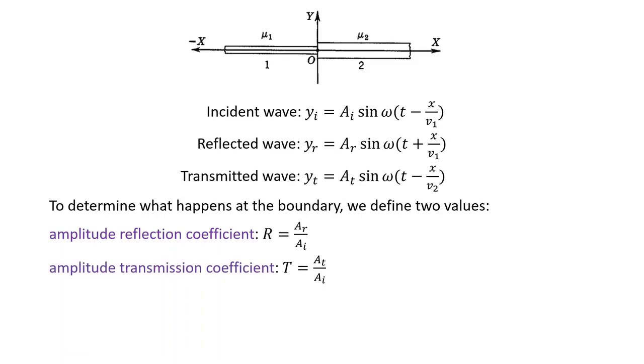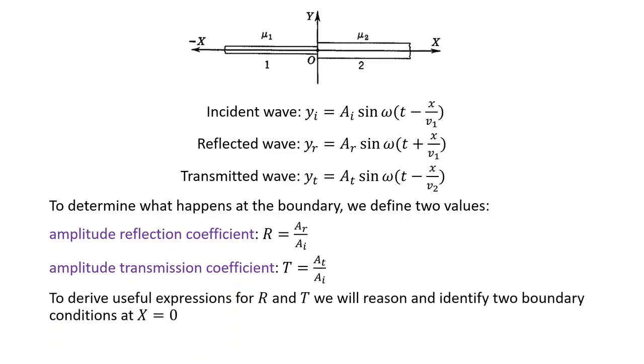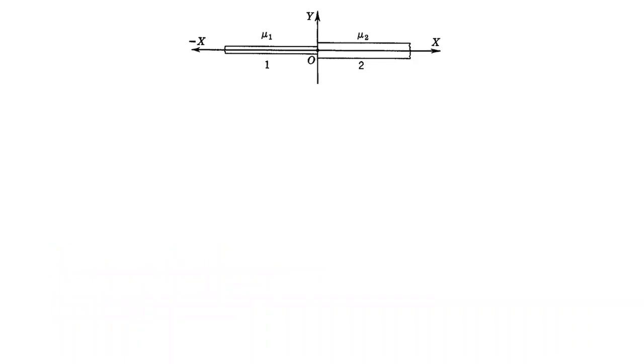The other one that we'll be interested in is the amplitude transmission coefficient, AT divided by AI. We're going to see if we can find some useful expressions for them, and then interpret those expressions. Before we do that, we're going to have to identify two boundary conditions, because at this stage we do not have enough information to get something useful for R and for T.